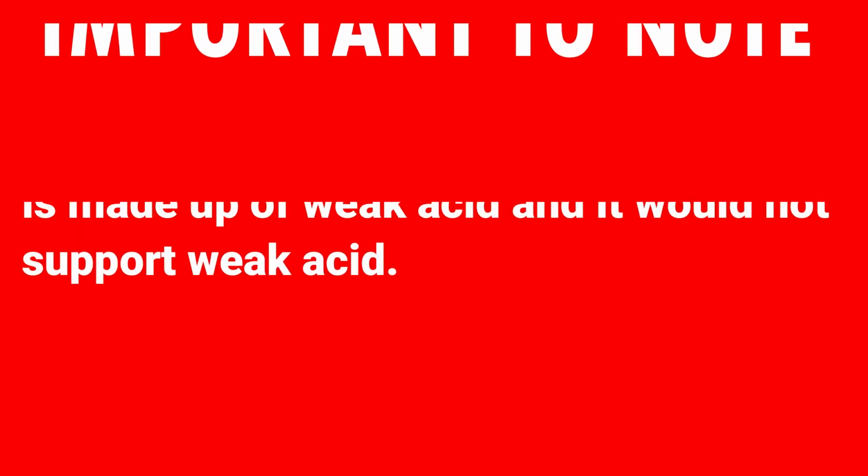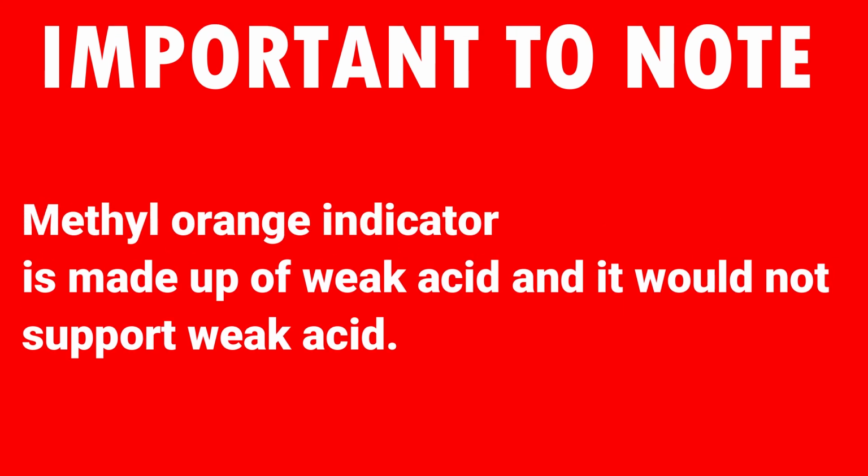And we use methyl orange indicator because methyl orange indicator is made up of a weak base and does not support a weak acid. So for a reaction which has a weak acid, we are supposed to use phenolphthalein indicator because methyl orange would not support a weak acid.